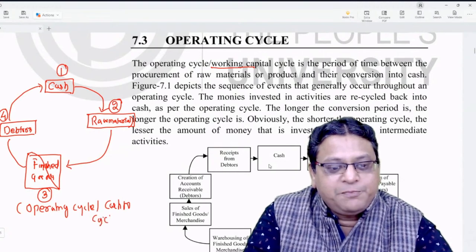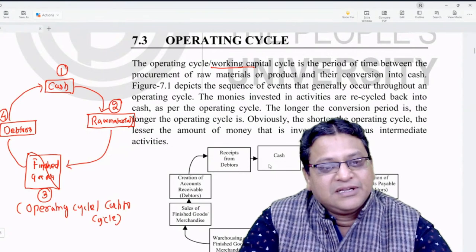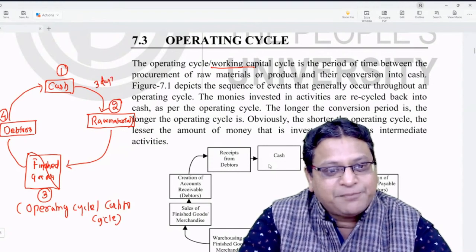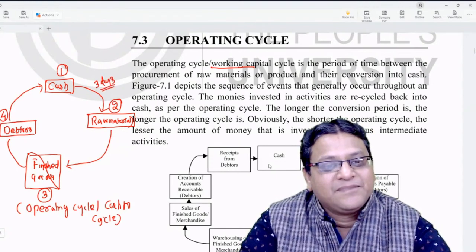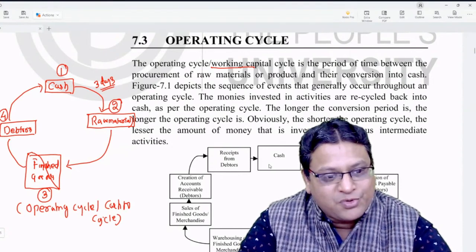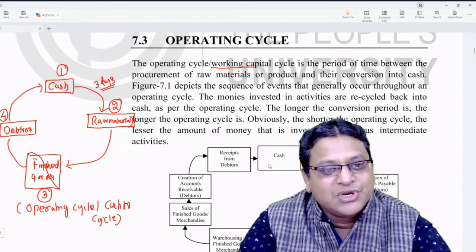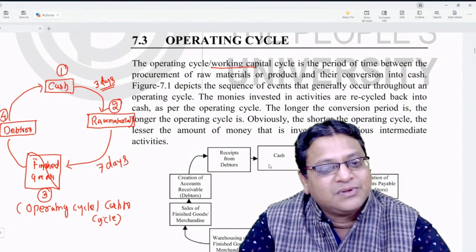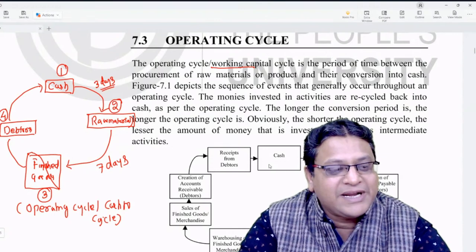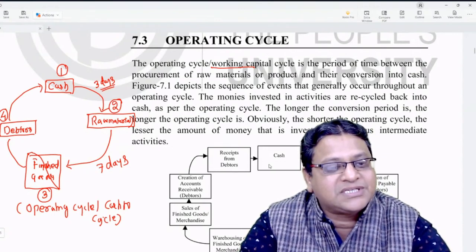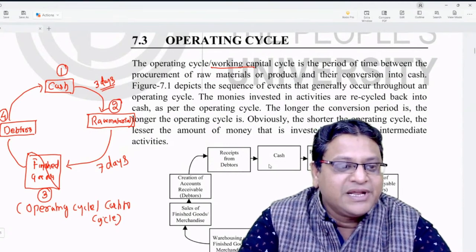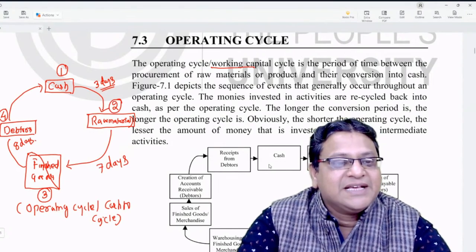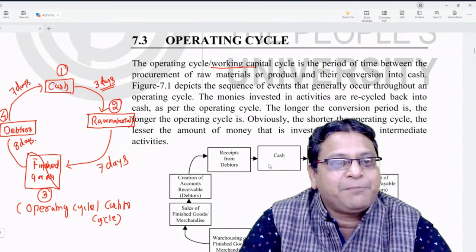Now please see, suppose in the business, when you pay cash and purchase raw material, it takes 3 days after payment of cash to get back the raw material. Once you get the raw material, it is to be processed and converted into finished goods. Suppose the business takes 7 days to convert the raw material into finished goods. And the finished goods are converted into debtors. That means finished goods are not sold at once. They are converted into debtors within, let's take an example, 8 days. And debtors generally take a 7 days credit period. After that, they make payment.